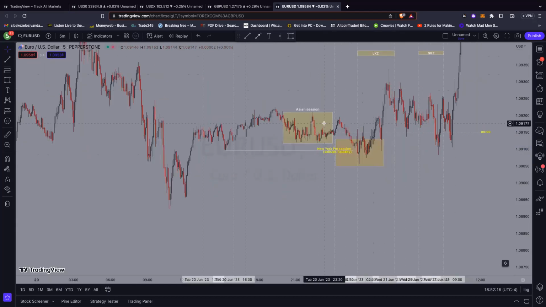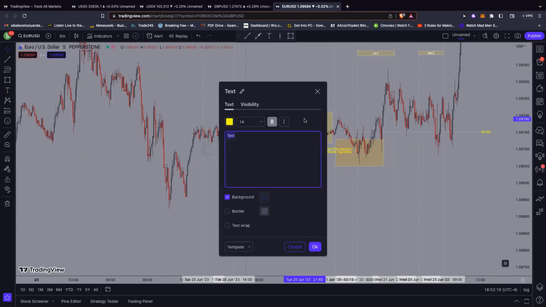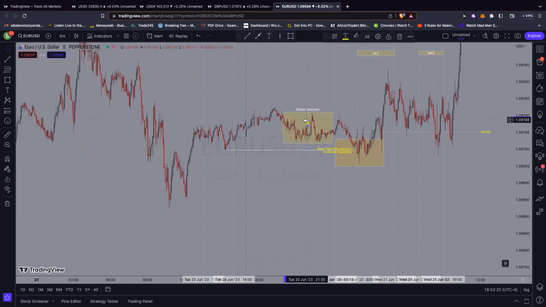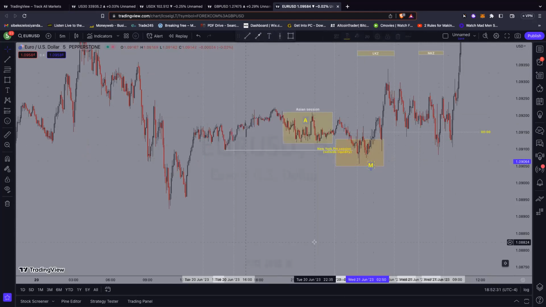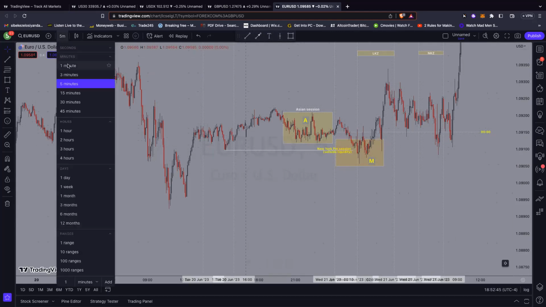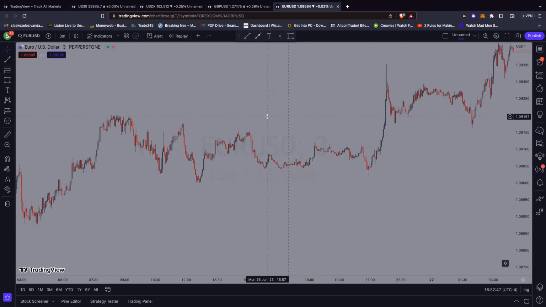because this is accumulation. So I'm just going to put a big A here. And then I'm going to put manipulation here. And then you wait inside the kill zone here. Inside the kill zone, do you get a market structure shift and displacement? And then what do you see? Let's go to 3 minutes and see the structure properly there.